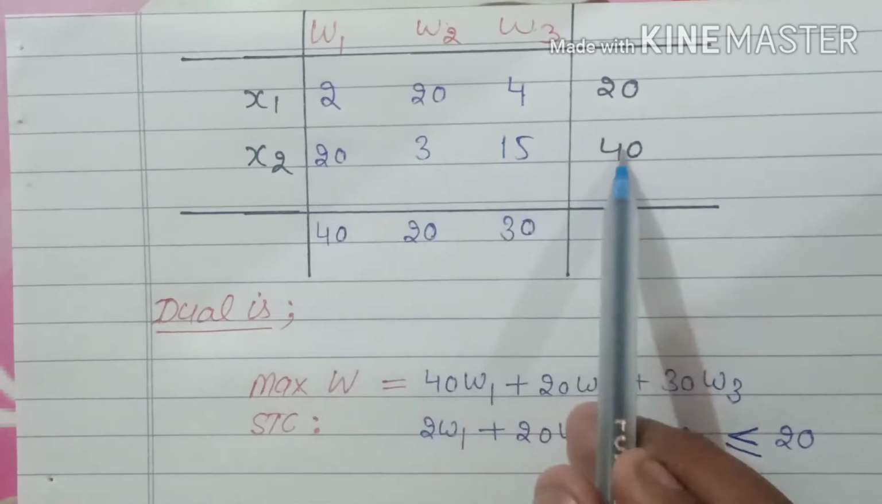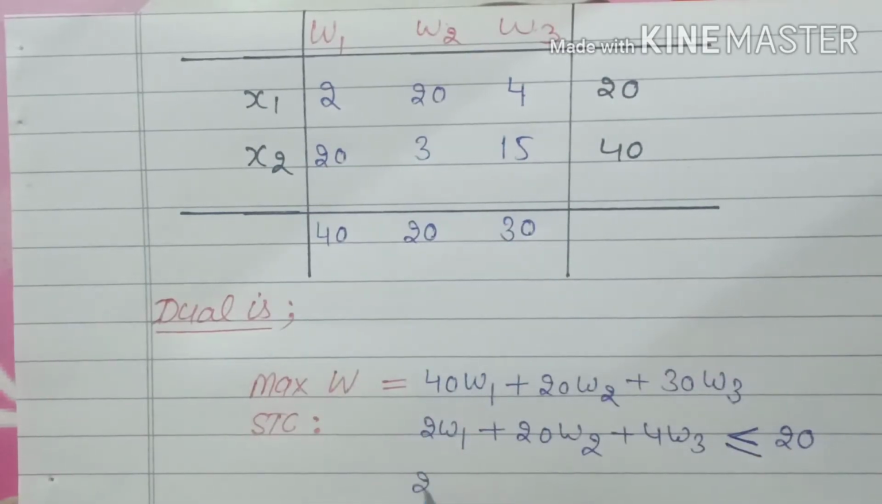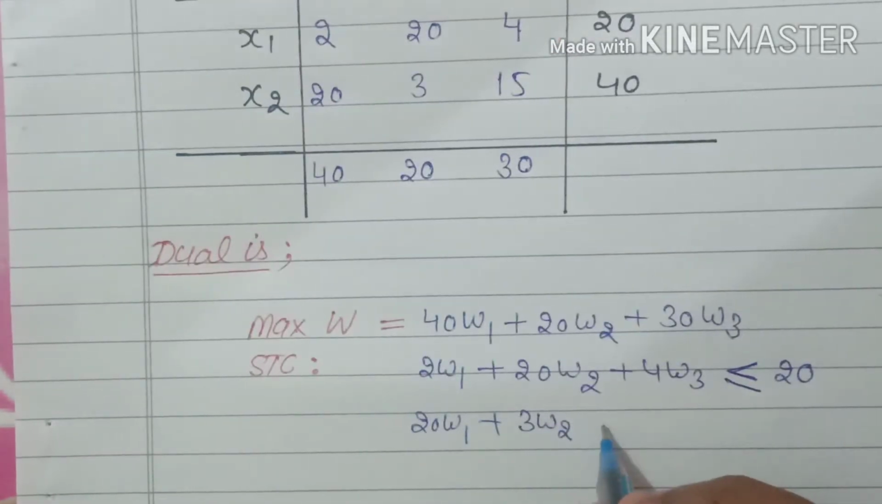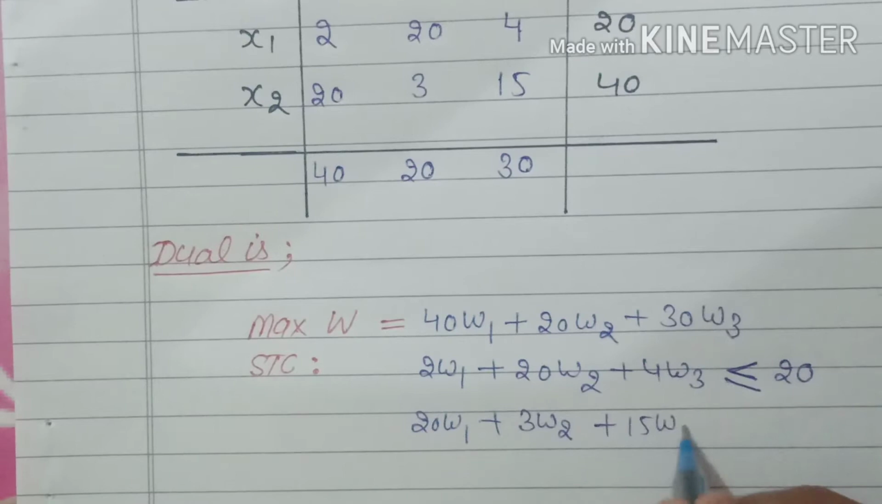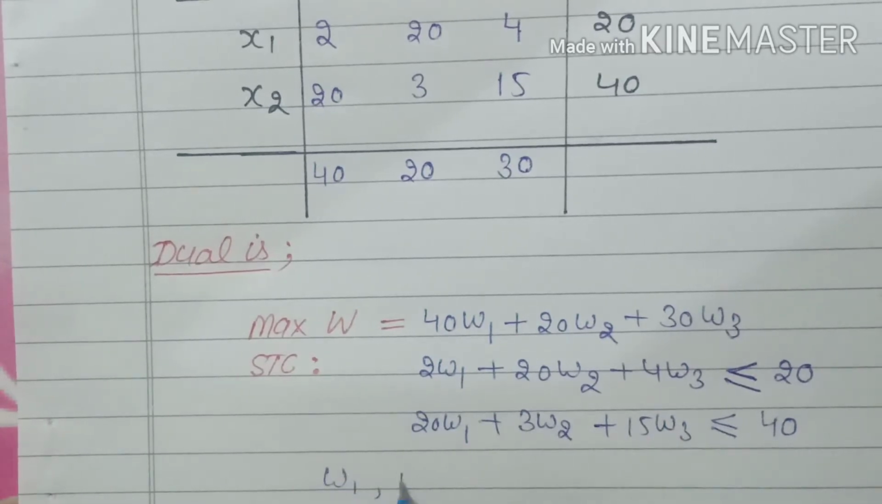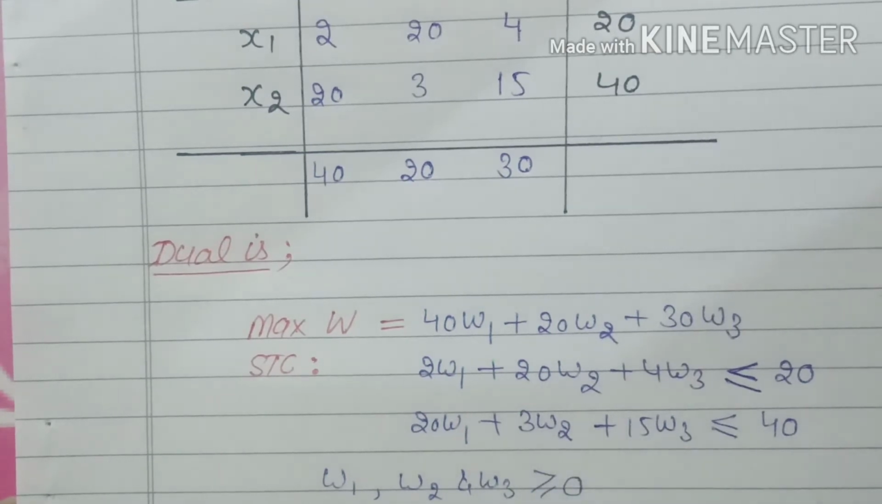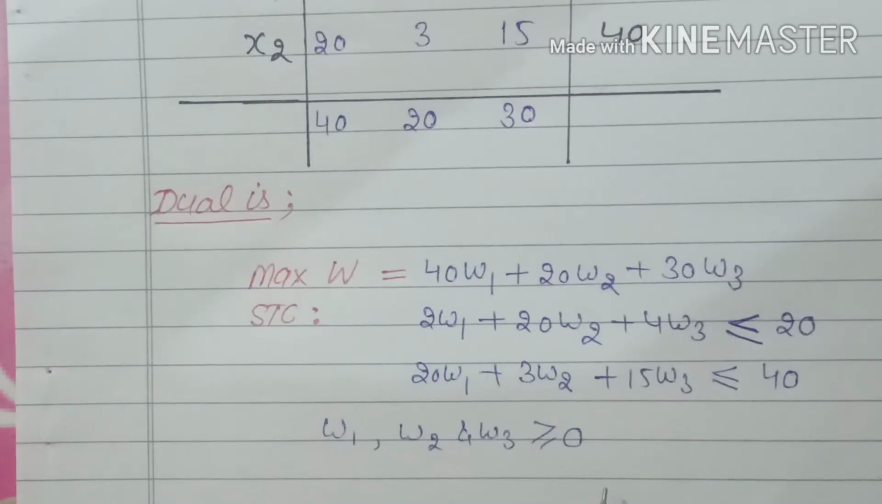Similarly let us write the second row, multiply 20 with w1, 3 with w2, and 15 with w3, and the symbol is less than or equal to 40. Now we have three variables w1, w2 and w3, and all of these are greater than or equal to 0. So the given primal has again been converted into the form of a dual.